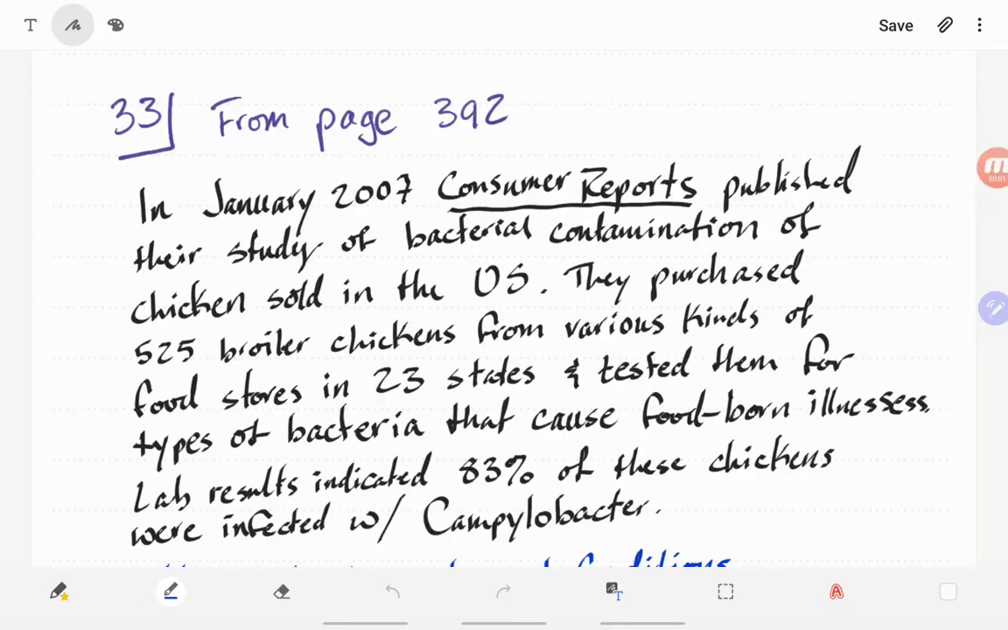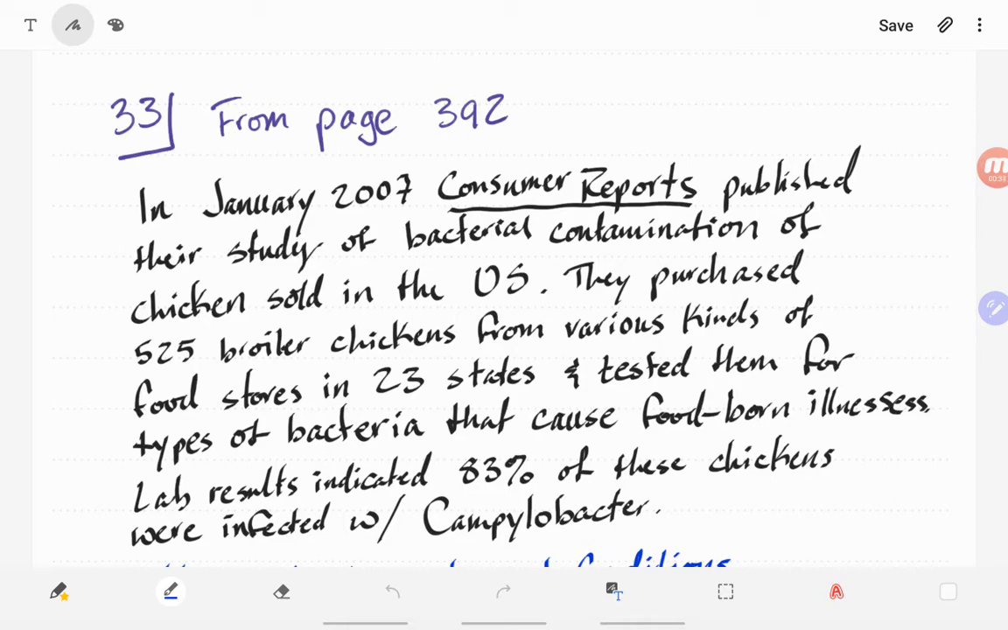Hey guys, I'm in chapter 17 looking at number 33 from page 392, and what we're going to be doing in this video is walking through how we are supposed to create a 95% confidence interval. So what we need to check, our conditions and our assumptions, how to construct a model, and then how to explain what that confidence interval says about our question. Okay, so I'll go ahead and read through this.